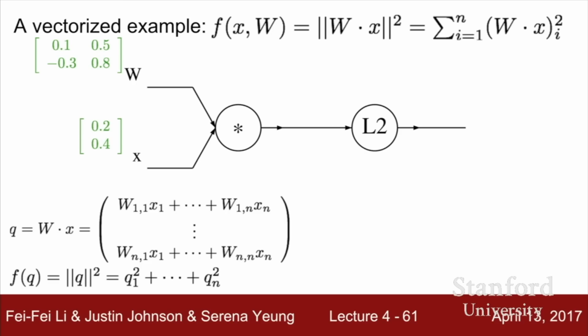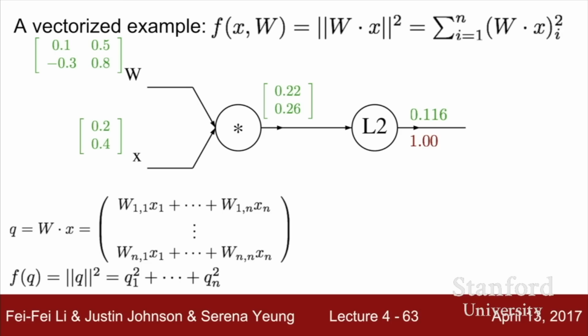And then we can express f in relation to q. Looking at the second node, we have f of q equal to the L2 norm of q, which is equal to q1 squared plus q2 squared. Okay, so we fill this in. We get q, and then we get our final output.